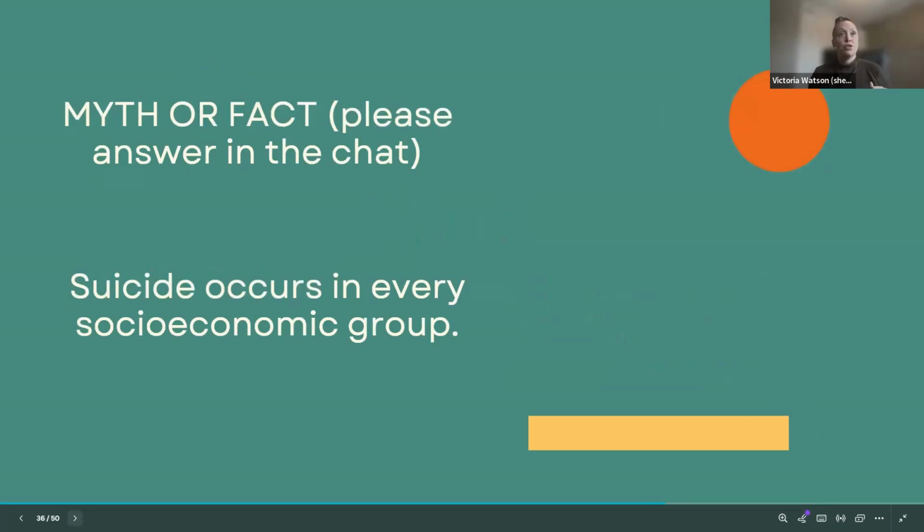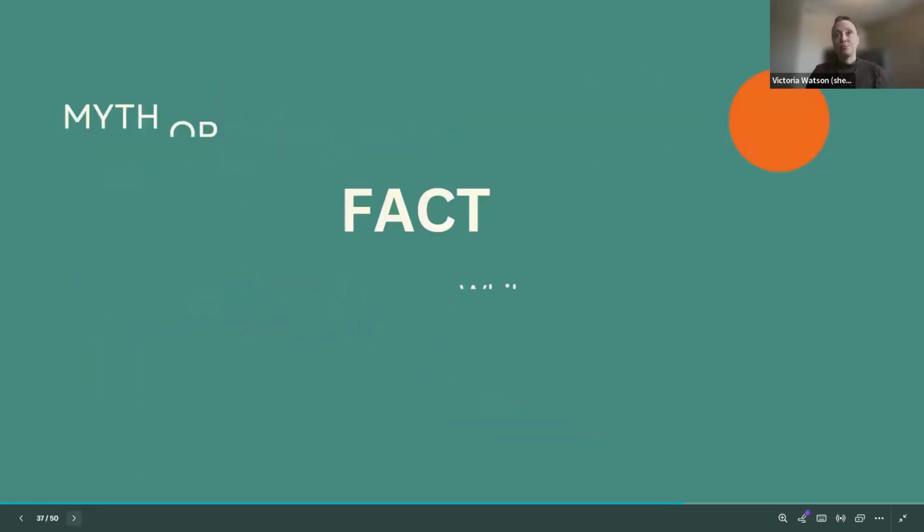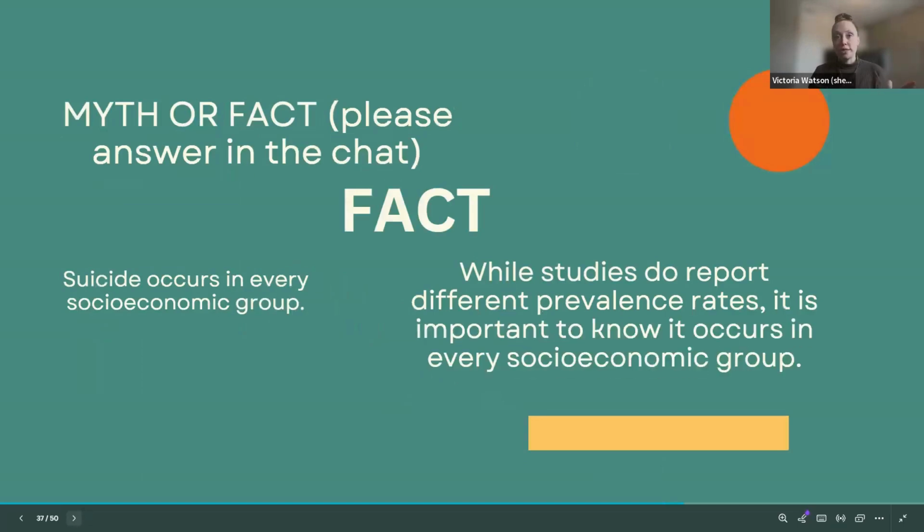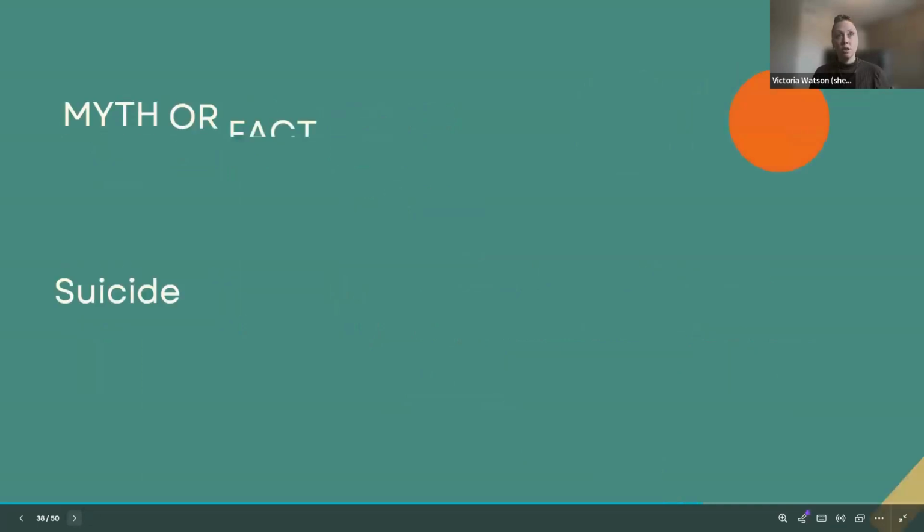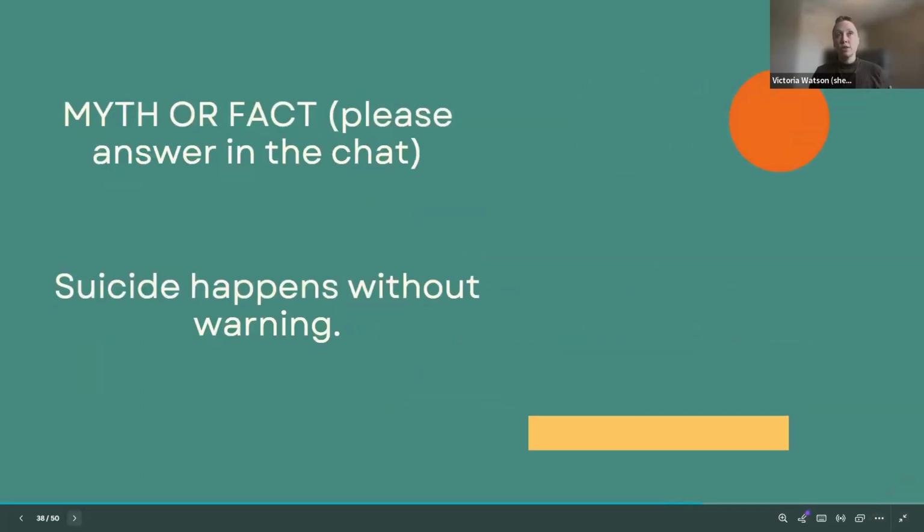Next one, suicide occurs in every socioeconomic group. True, myth or fact? That is a fact, yes. While studies do report different prevalence rates, it is important to know that it does occur in every socioeconomic group.